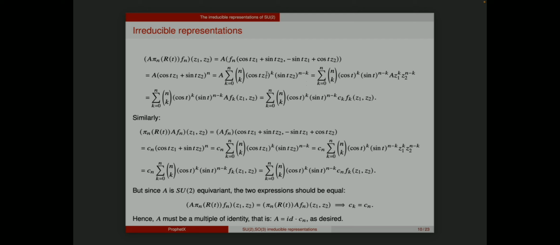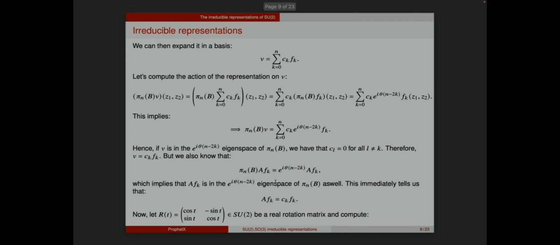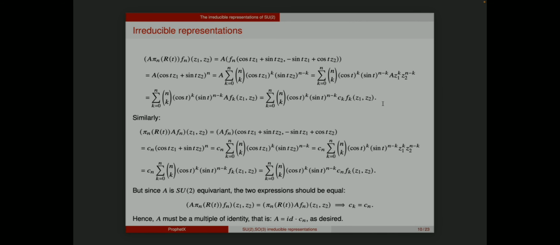So here I just use Newton's binomial theorem to expand this to the power of n into this sum. And then I use that A is linear, so I can pull these in, and A will act on the basis. But A acting on the basis can be rewritten as A acting on F_k evaluated at z1, z2, by simply recalling that F_k is the basis. And therefore, using that A F_k is c_k F_k, we conclude this last part.